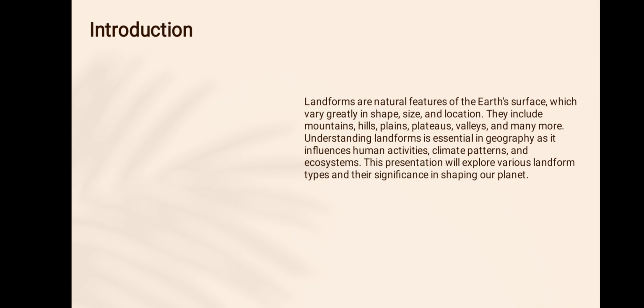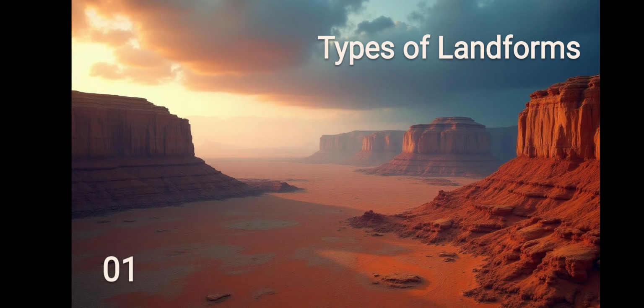Landforms, as you know, are the natural features of the Earth's surface which vary greatly in shape, size, and location. They include the mountains, hills, plains, plateaus, valleys, and many more. Understanding landforms is essential in geography as it influences human activities, climate patterns, and ecosystems. This presentation will explore various landform types and their significance in shaping our planet. Let's see the types of landforms.